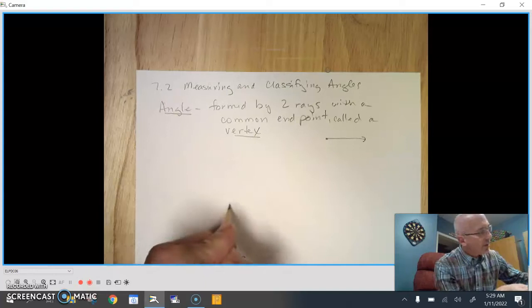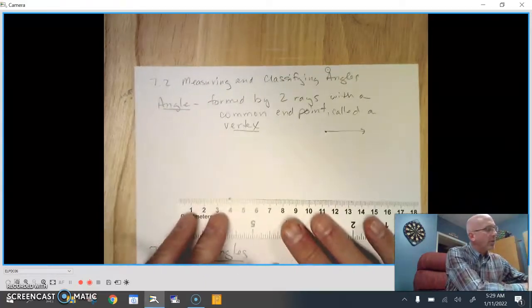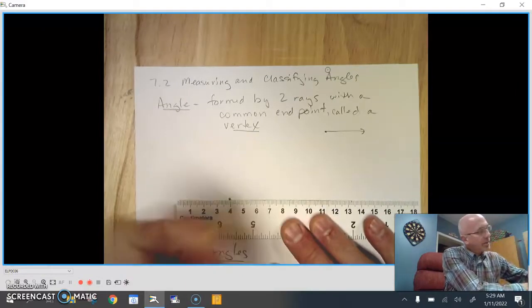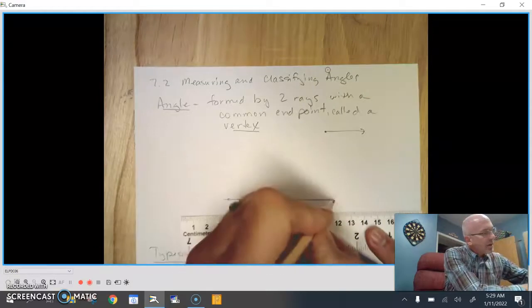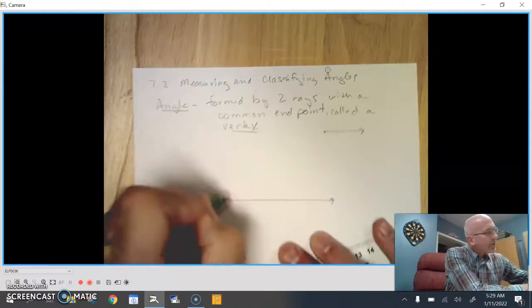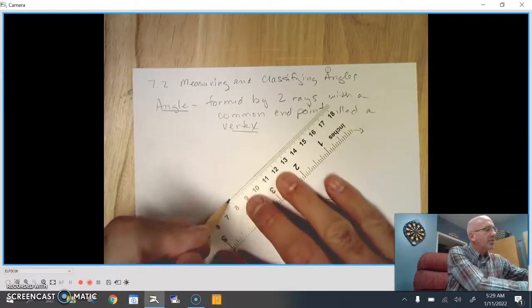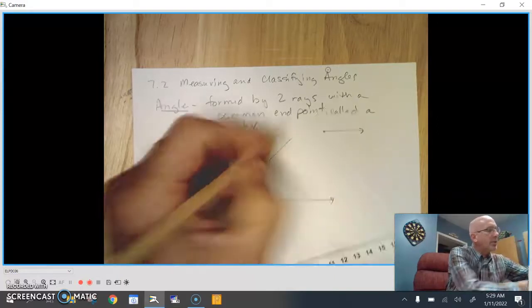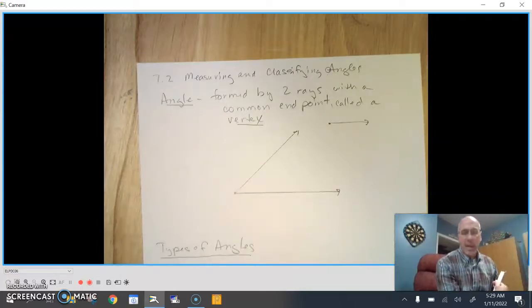So let me draw an angle for you. I am going to use my straight edge here, and I am just going to draw a nice big angle. A little bit too far there. I'm going to put my pencil there. I'm just going to put angle like so. Okay, so there is an angle.